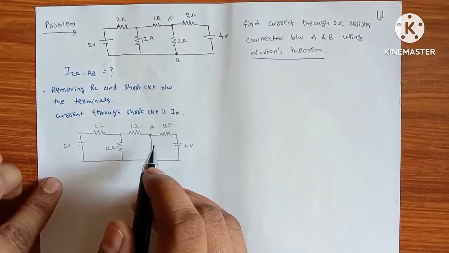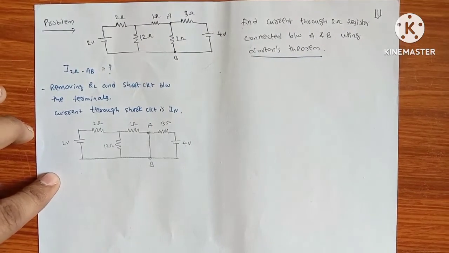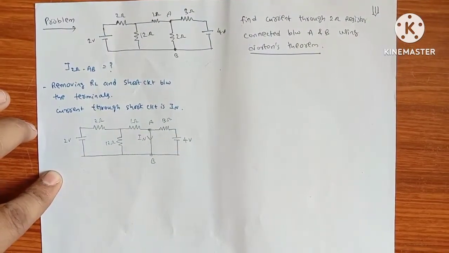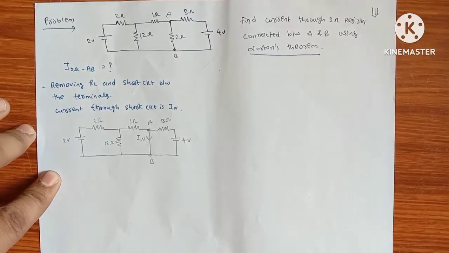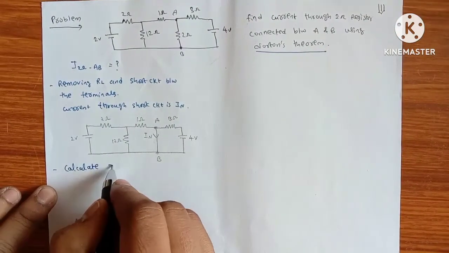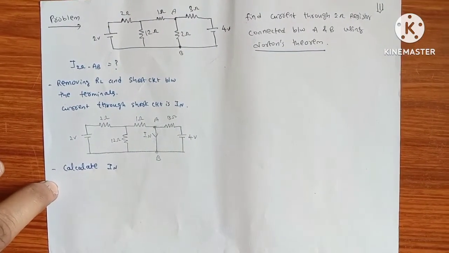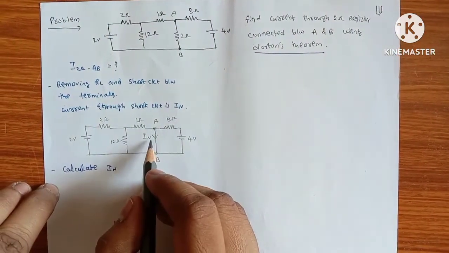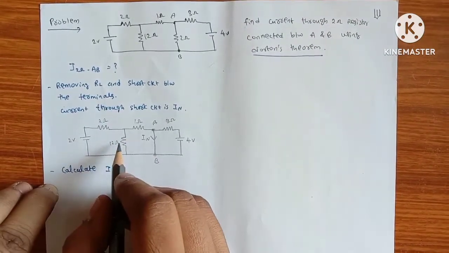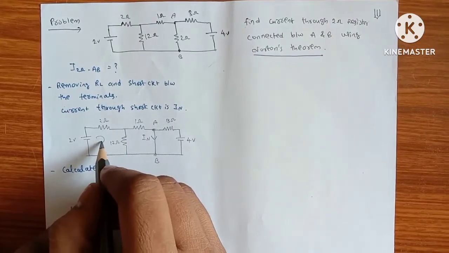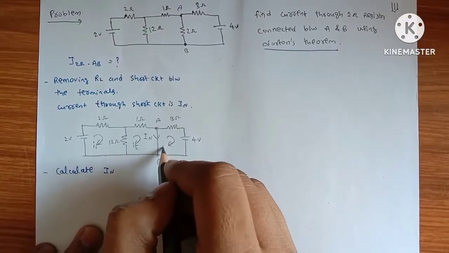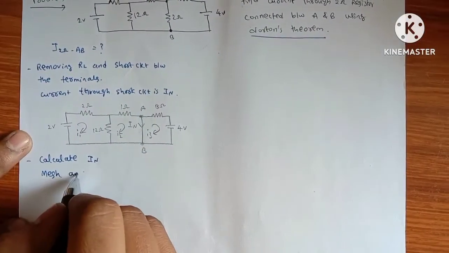From step 3, we should calculate the current flowing through this short circuit. Here the current flowing in this short circuit is IN. So from step 3 of Norton's theorem, we should calculate Norton's current IN. For calculating IN, you may use any technique. Here I am using mesh analysis. For mesh analysis, I am considering loop currents I1, I2 and I3.